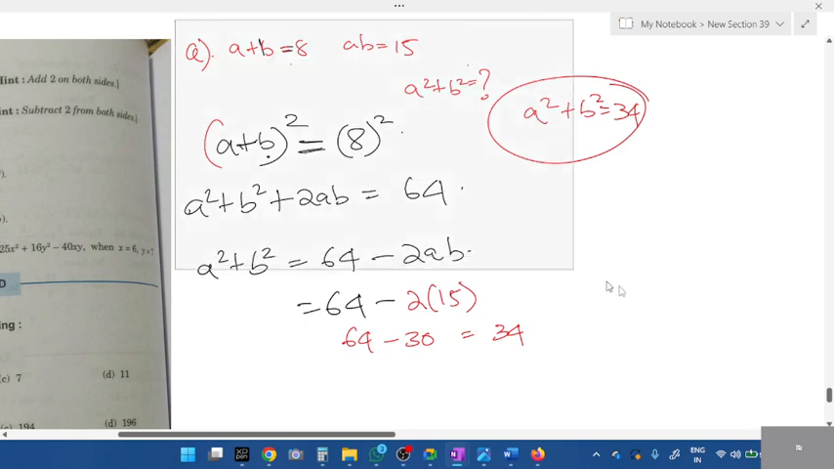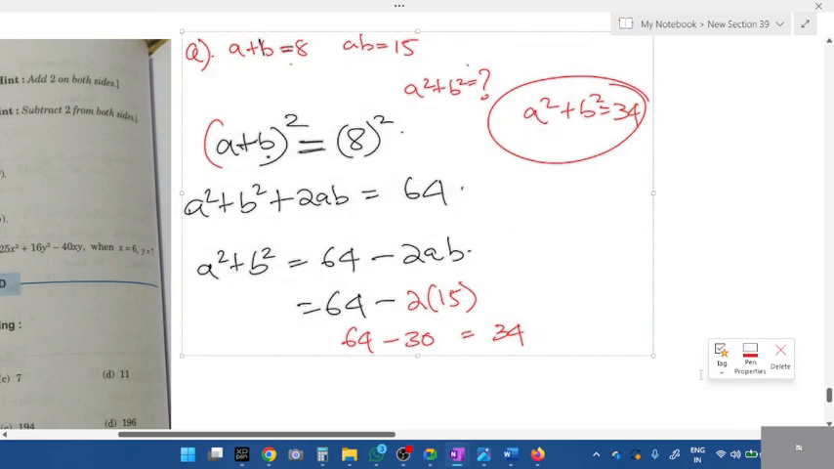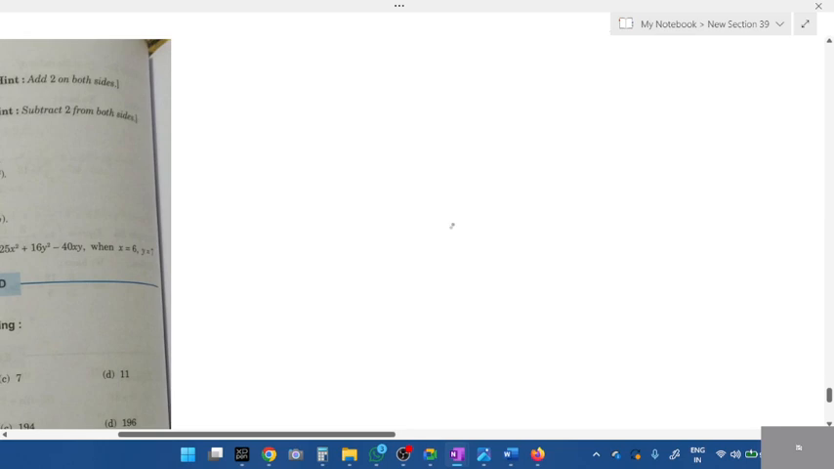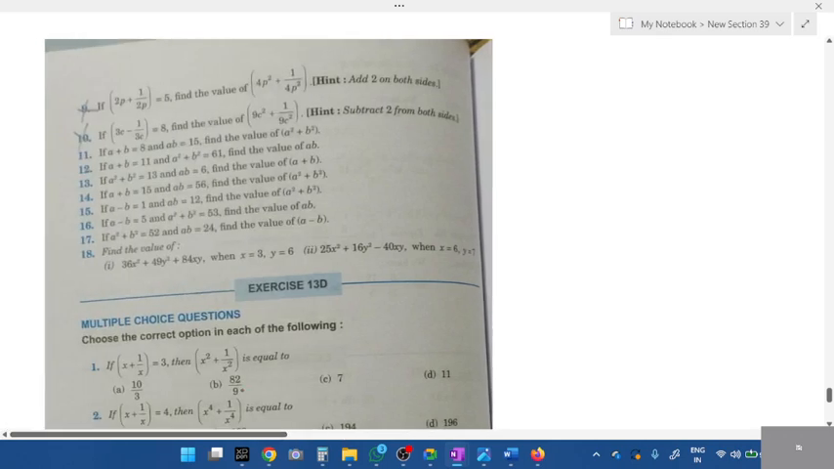Yes, students understood how to solve, completed. Yeah, take the question and square on both the sides. We need to get the square value, then apply a plus b the whole square. Now, we'll try the other questions next.